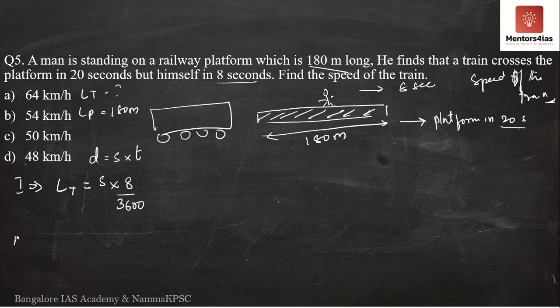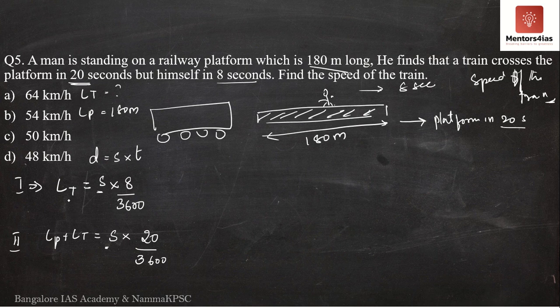Next, we have the second scenario, where the length of the platform plus length of the train is equal to, again the same thing, that is speed into the time taken to cross the platform. So that is 20 divided by 3600. I hope now you are able to see it. We have to determine the speed of the train. But we have another unknown variable, that is the length of the train.